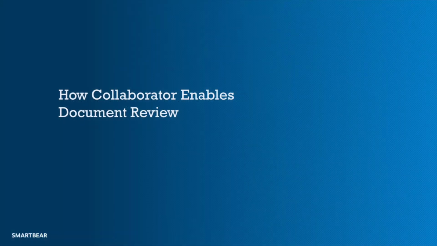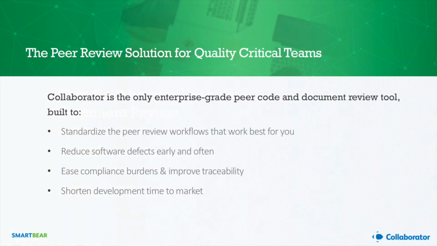So now we're going to talk a little bit about how a team would use Collaborator, which is our code and document review tool, to engage in a document review that's a standardized process. For anyone who's not familiar, we're just going to give a brief overview of Collaborator. It's really the only enterprise grade pure document and code review tool that there is, which makes it specifically tailored to a software development team. They're dealing with design documents, they're dealing with requirements, but they're also trying to review code as well.